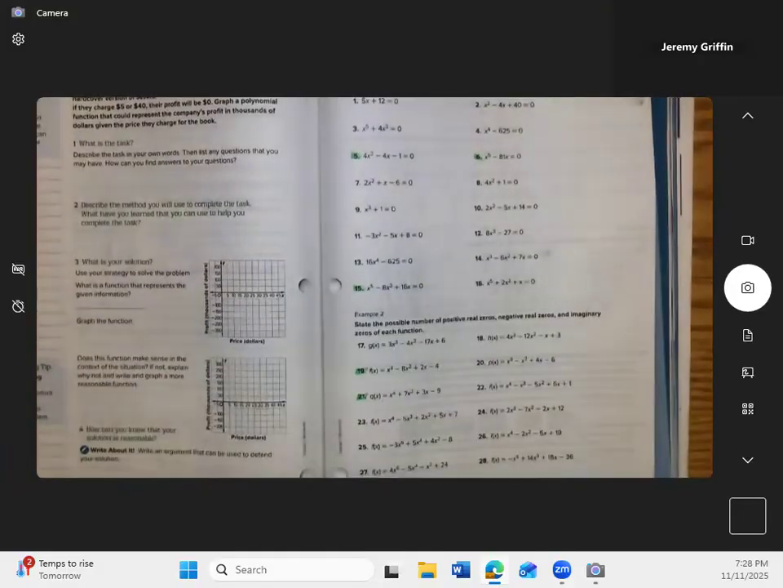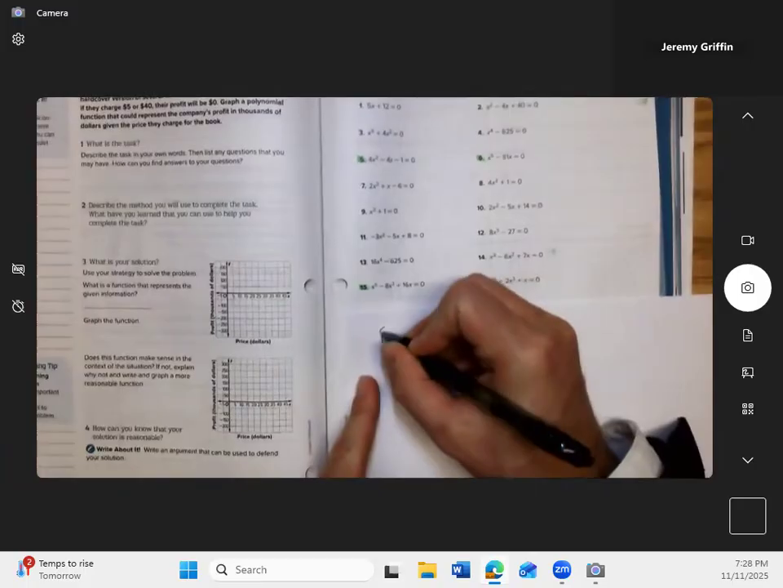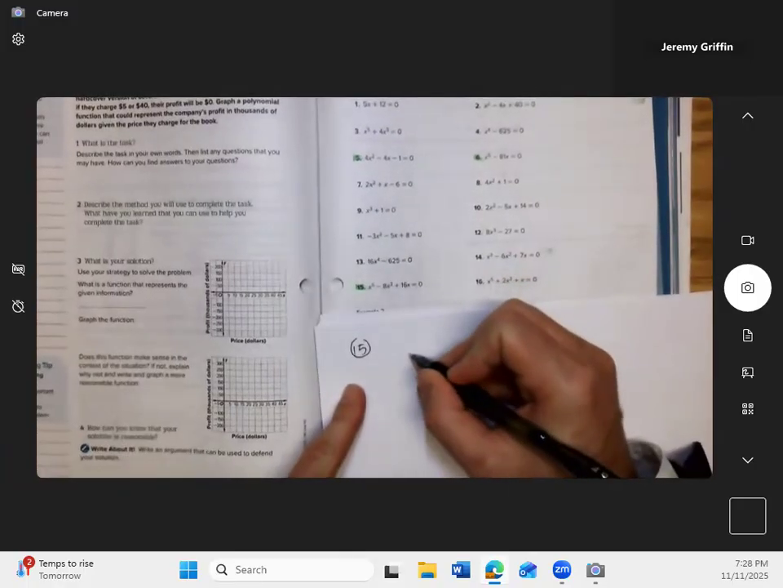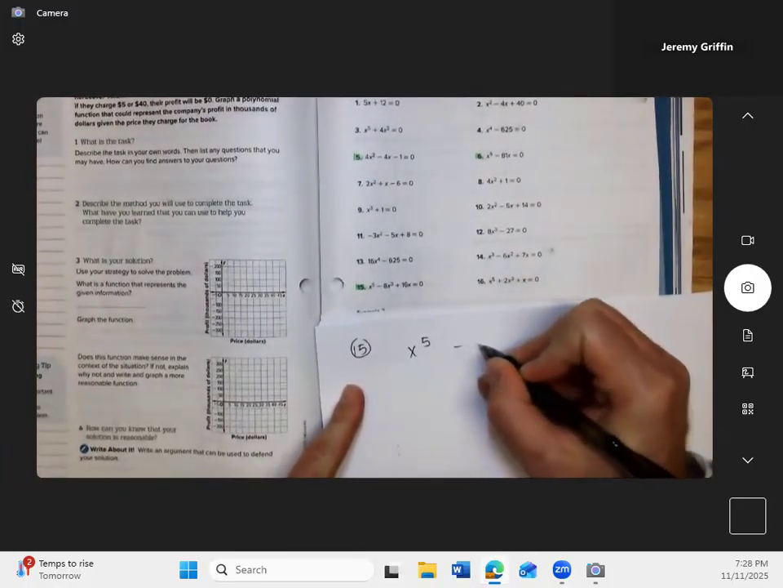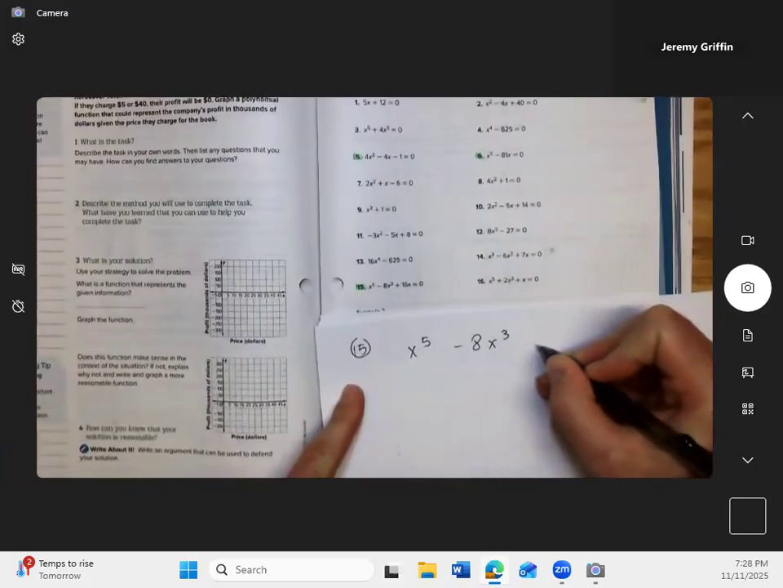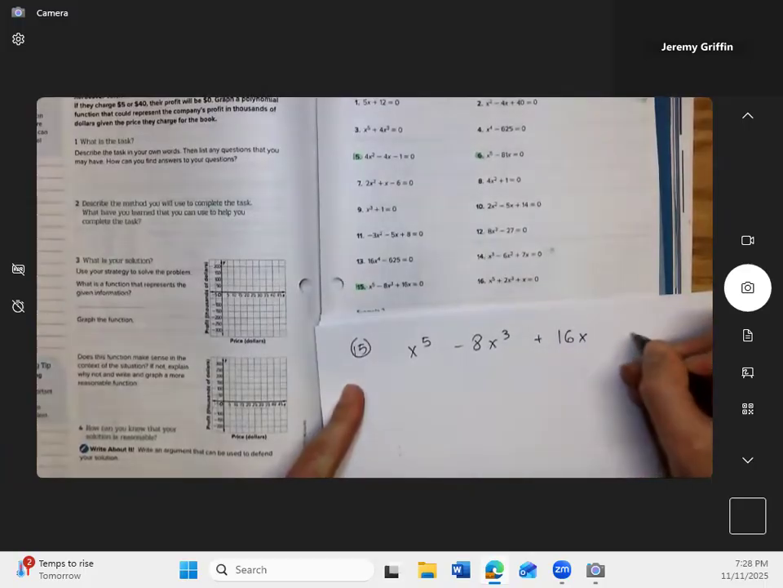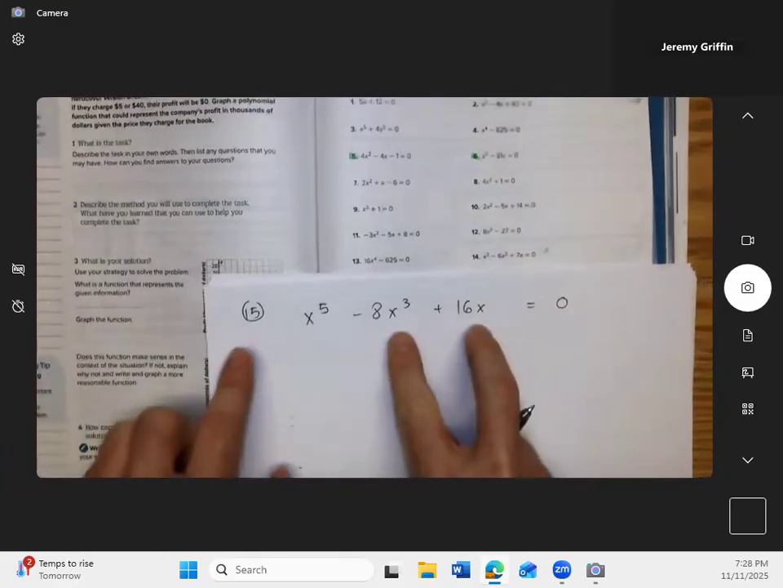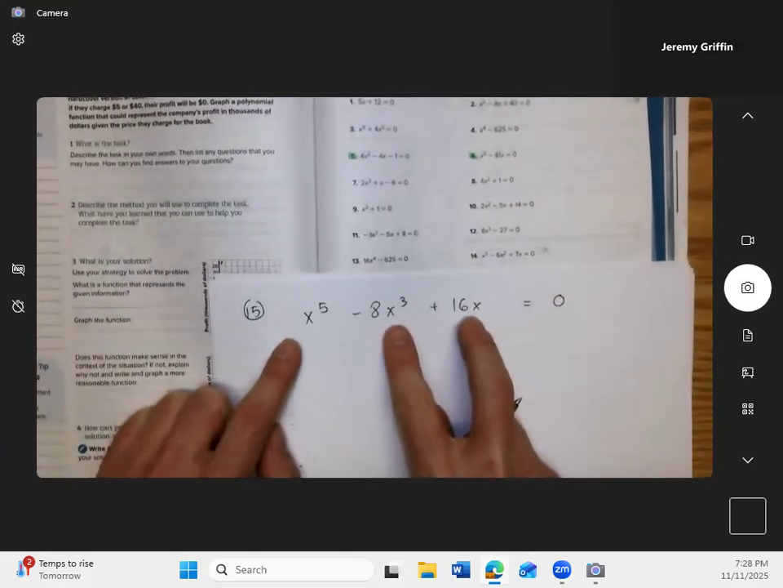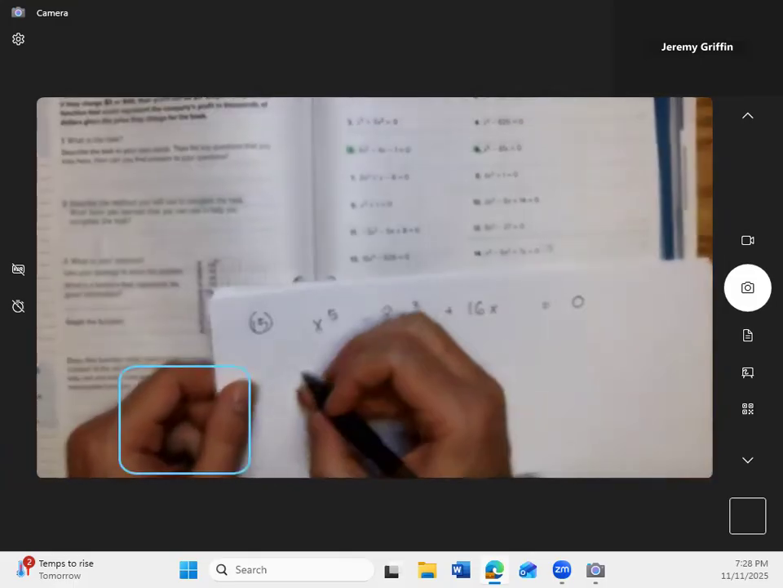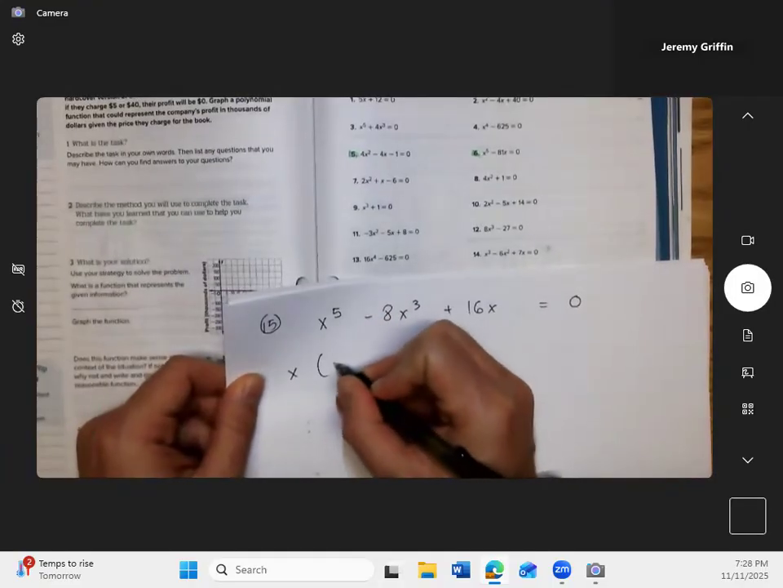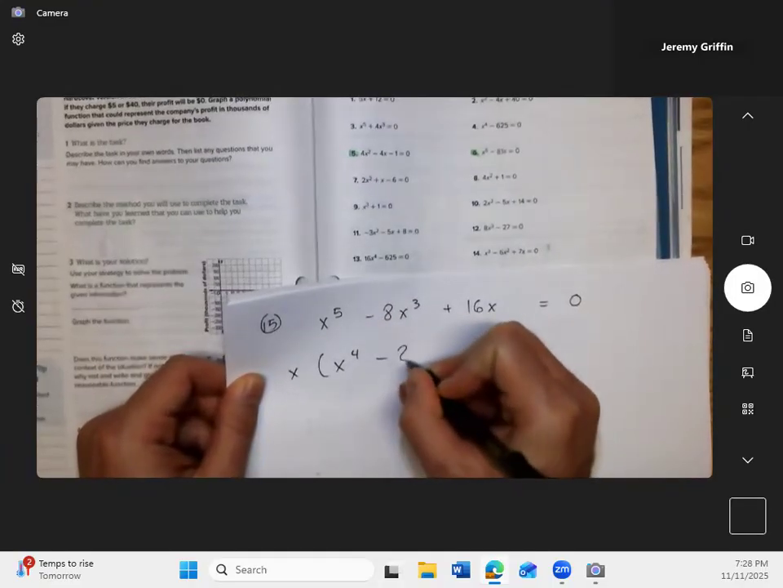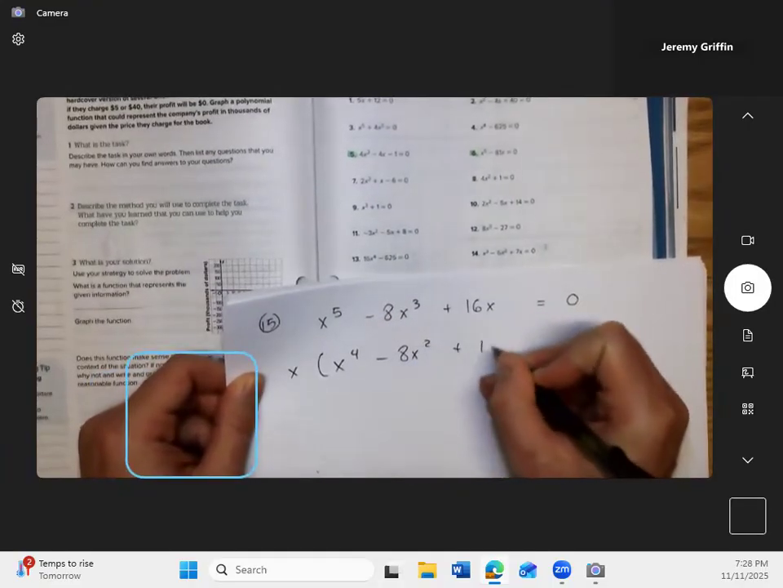Okay, so let's go. Next one. Number 15. Got x to the power of 5 minus 8x to the power of 3 plus 16x. This is all equal to 0. Okay? So now I have 3 terms. I do see right away they all have an x in common, so I'll go ahead and take an x out. x, and then that leaves me with x to the 4 minus 8x squared plus 16.